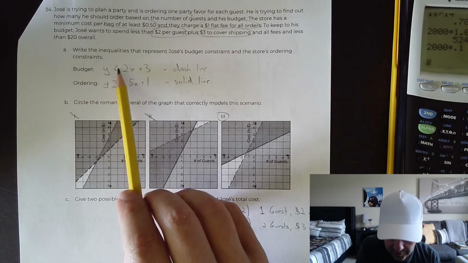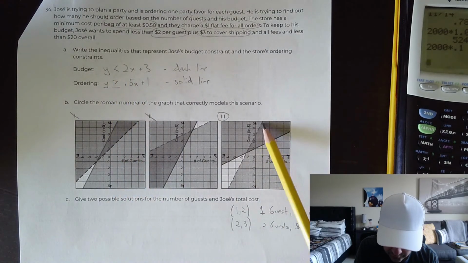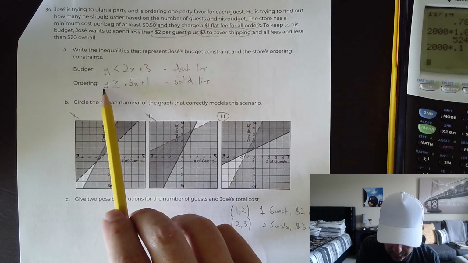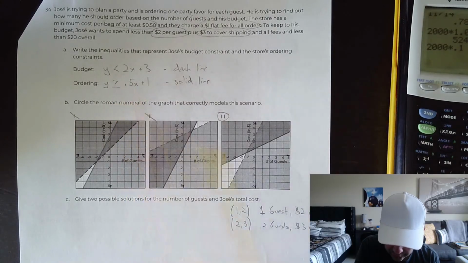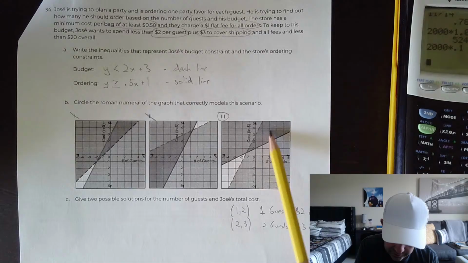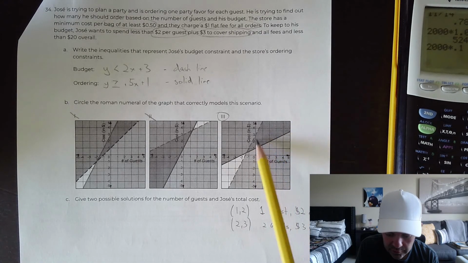So now this is saying the budget has to be less than 2x plus 3. So that's why I shade in right here. The ordering has to be greater than this line. So we shade right here. So that's why we see a dark shade right there, because this section right here is satisfying both equations. Okay.